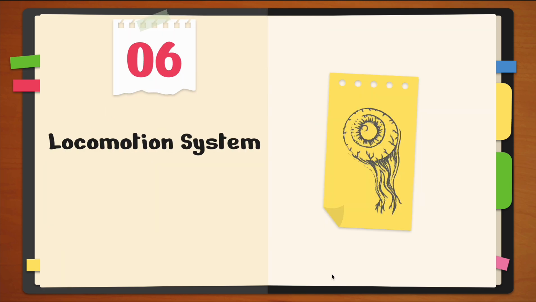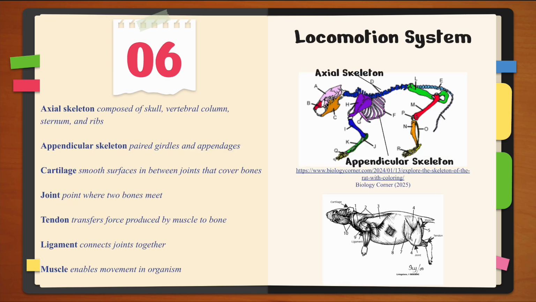The final system that we will be analyzing is the locomotion system. Now first, when looking at the locomotion system of a rat, we will look at its skeleton. First, the axial skeleton is composed of the skull, spine, and rib cage, and it supports the central axis of the body and protects vital organs like the brain and the heart. Then the appendicular skeleton involves the appendages and limbs that are attached to the central axis, or axial skeleton. It facilitates movement and supports body weight during movement.